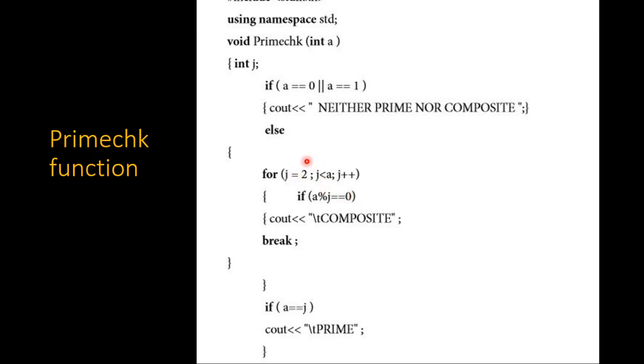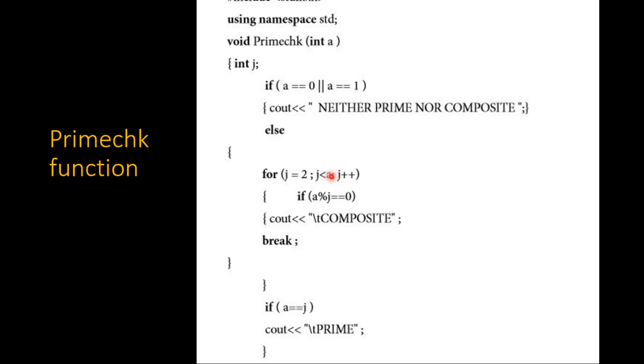Now here we are using the for loop. What this for loop says is: for j is equal to 2. Why 2? Because 0 and 1 are already over. We have checked 0 and 1, so we have to start from 2, and j less than a. J less than a means we are going to check the numbers up to a.